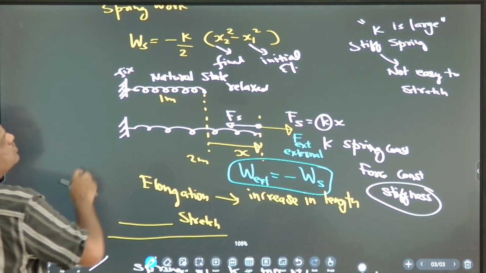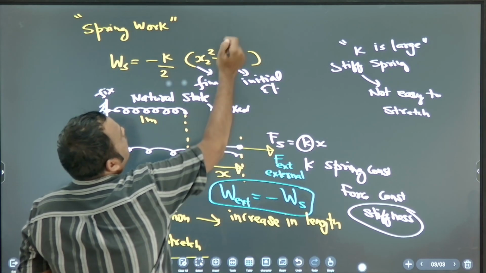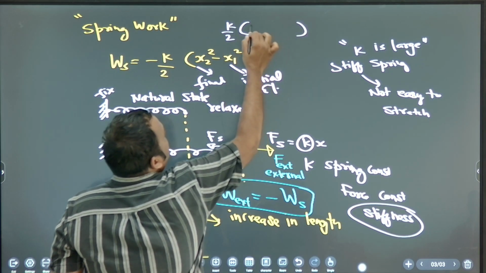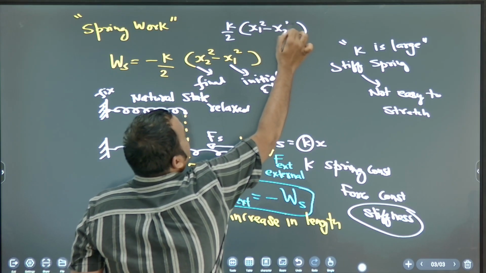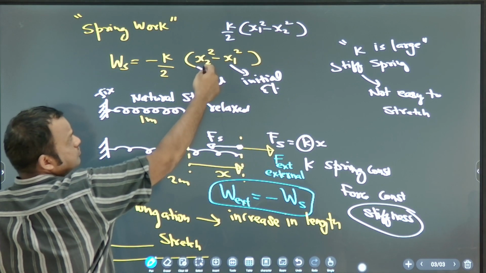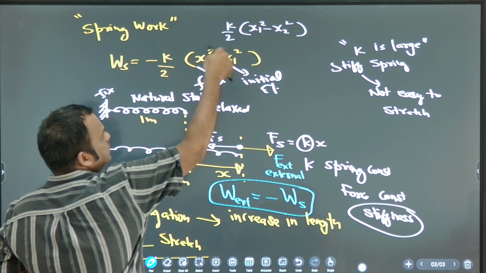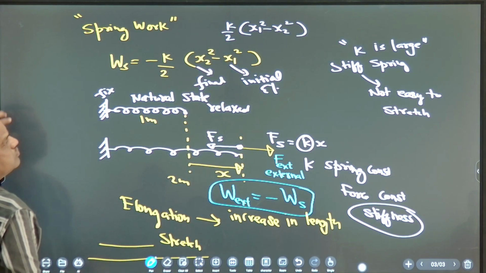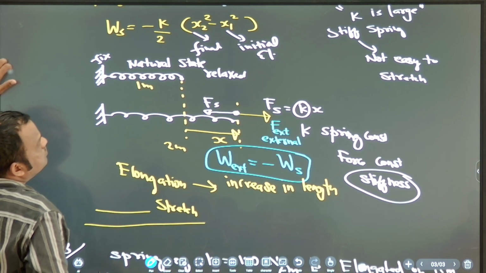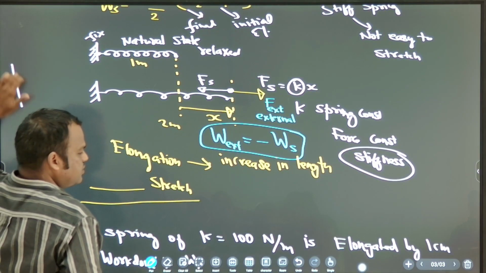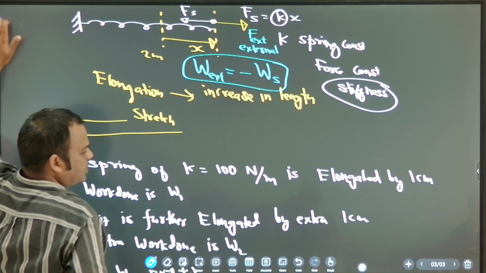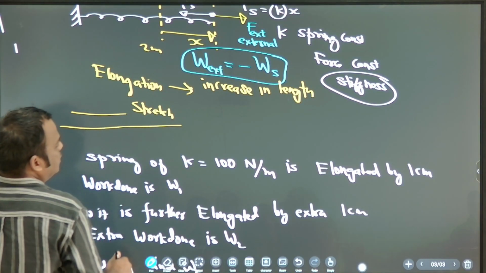In your books you will see this formula, K by 2 (x1 square minus x2 square). Both are same. If you take minus inside, it will be x1 square minus x2 square, correct? Okay, fine. So same thing only: minus K by 2 (x2 square minus x1 square). So solve this question now.